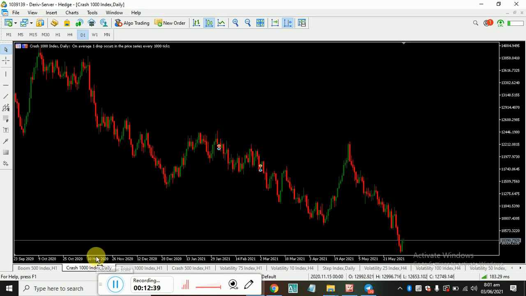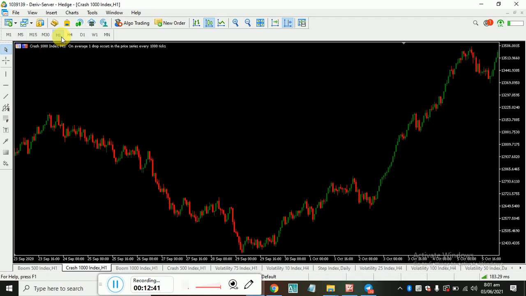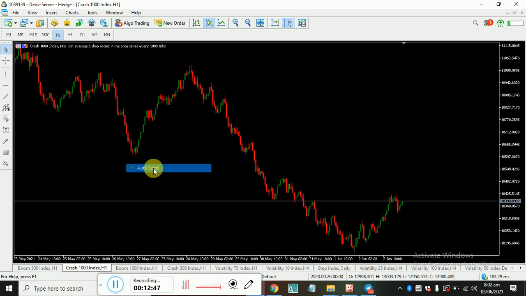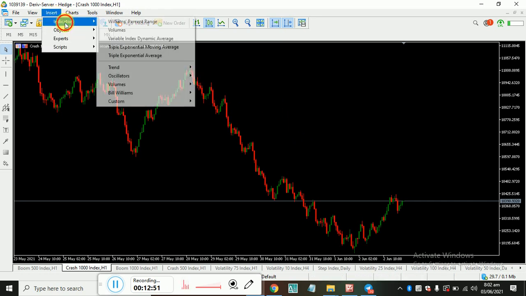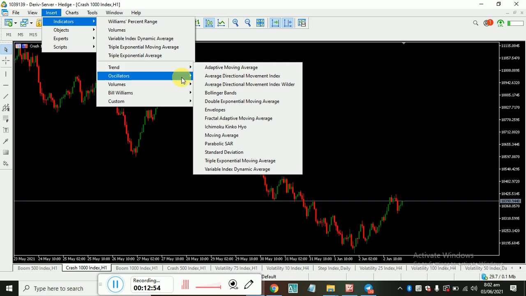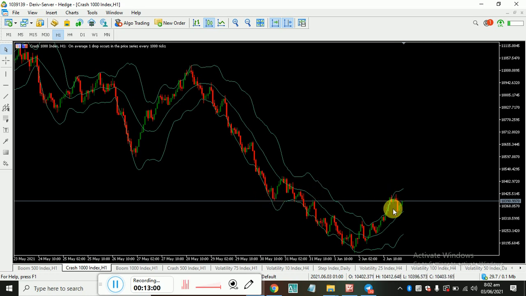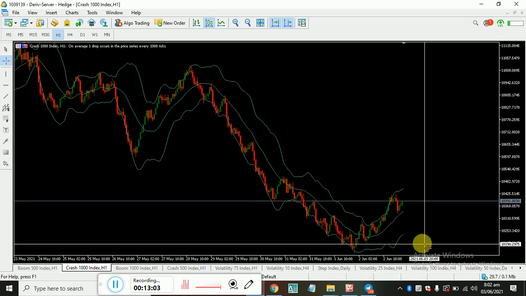Let me quickly show you another example. Let me show you this Crash 1000. As you can see, my chart is a clean chart. So what do you do? You add the Bollinger Bands. When you add the Bollinger Bands, look at this market. As you can see, this market already squeezed.